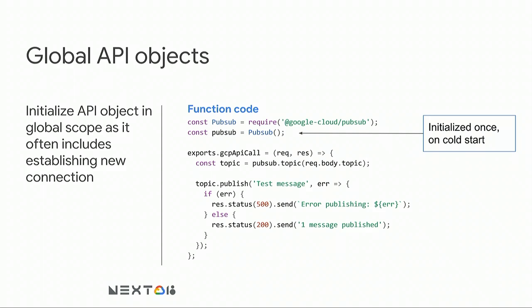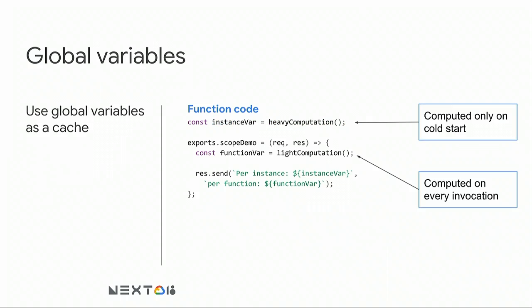Going further, the same principle may apply to API objects. Such API objects very often have connections inside somewhere. So it's very useful to declare those API objects in the global scope in the code, so that the connection is not re-established every time you create the API object. Similarly, if there is a variable that gets recomputed every time your function is called, it's useful to put it into the global scope so that it's computed once and then reused on subsequent invocations.